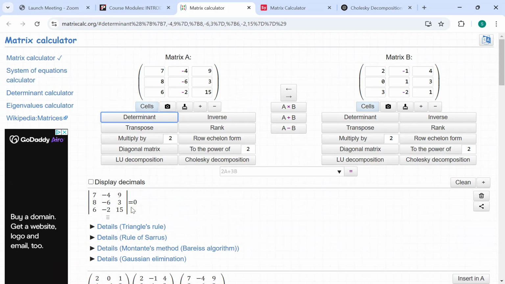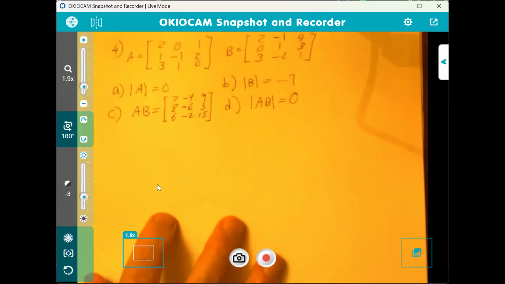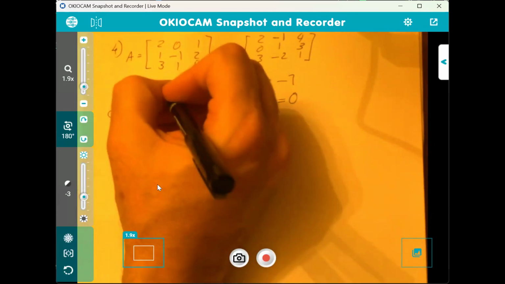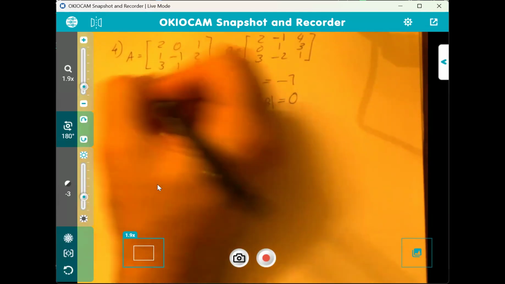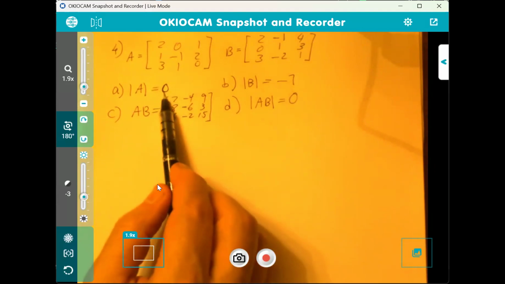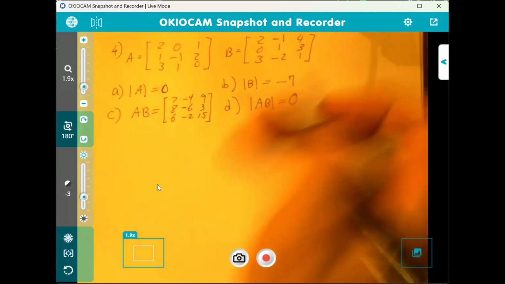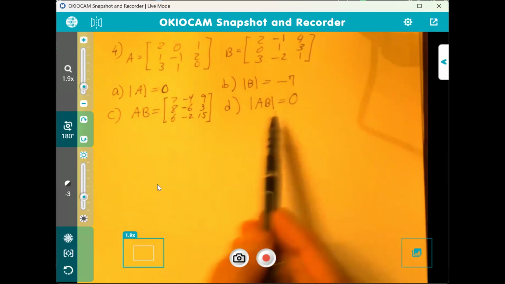All right. Now, let me go back to my notes and show you what I have written. I pretty much copied as I was typing in. I kept track of this information. The determinant of A was 0, B was negative 7, and the determinant of AB is 0.